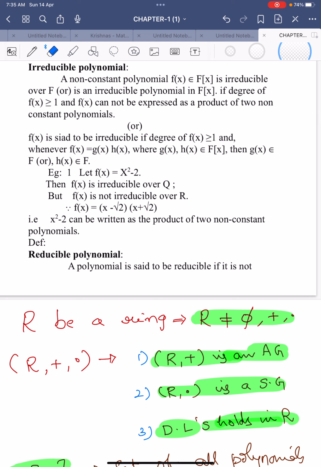The next definition, and one of the very very important definitions, is irreducible polynomial. Let us see the definition. A non-constant polynomial f of x belonging to capital F of x is irreducible over capital F, or an irreducible polynomial in capital F of x, if degree of f of x is greater than or equal to 1 and f of x cannot be expressed as a product of two non-constant polynomials.